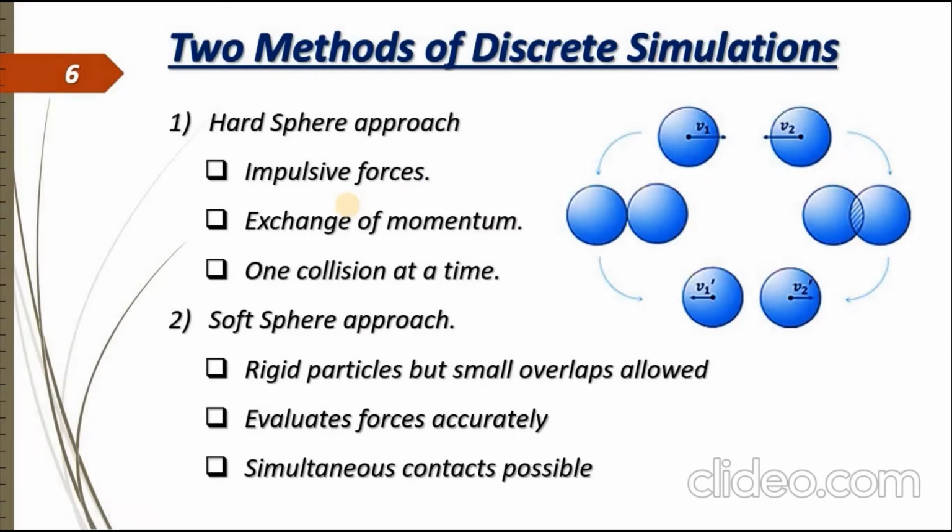While in case of the soft sphere approach, rigid particles but small overlaps are allowed, meaning that the particles are rigid but small overlaps are allowed, and that is only to calculate forces accurately. And simultaneous contacts are also possible in the soft sphere approach.